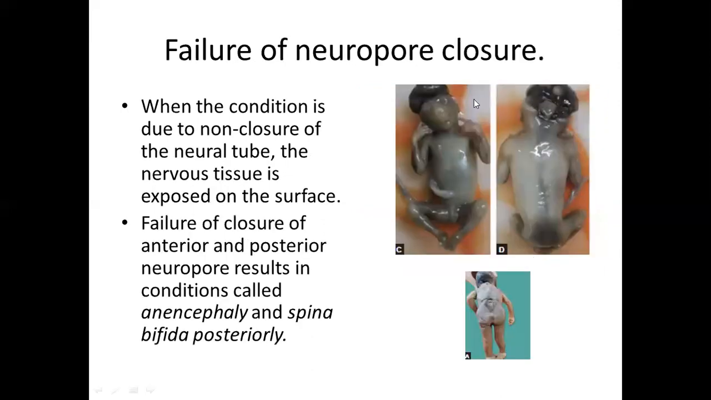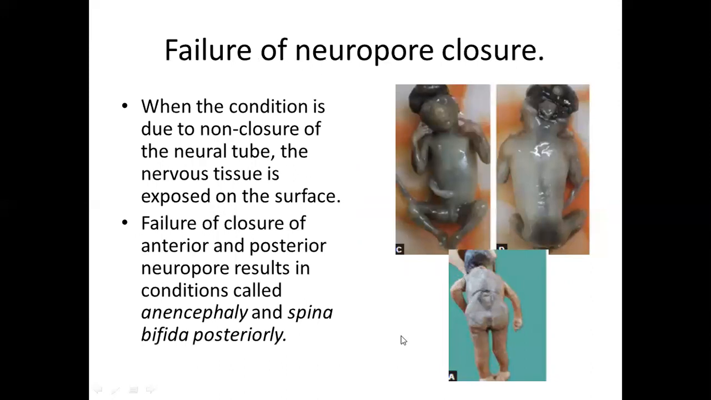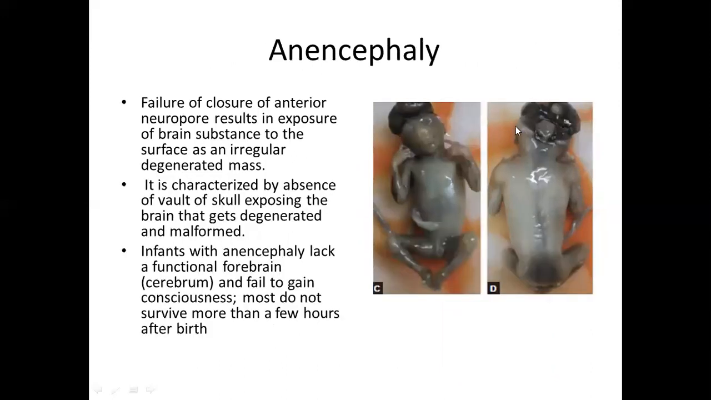Now the failure of the closure of the neuropore. If the anterior neuropore fails to close, it will result in anencephaly. And if the posterior neuropore fails to close, then it will result in spina bifida. So in anencephaly, because of the failure of closure of the anterior neuropore, the brain is exposed to the external environment as an irregular degenerated mass. Generally the child only survives for a few hours after the birth, and it also fails to gain consciousness. In this case, the vault of the skull bones is also absent. So that is why the brain is exposed to the surface.